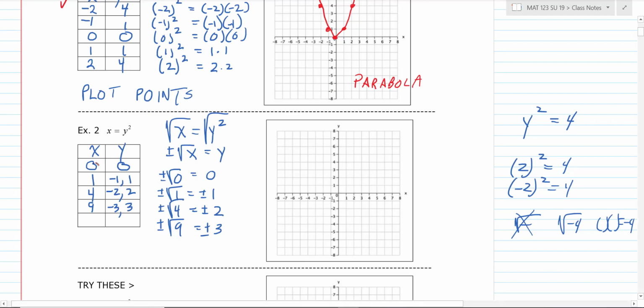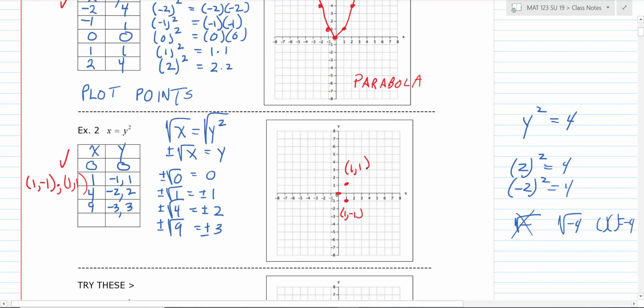Now, if we plot the points, we have 0, 0, so we start there. Now this is giving you 2 points, 1, -1 and 1, 1. If you go over 1, down 1, that's the point 1, -1. If you go over 1, up 1, that's the point 1, 1.